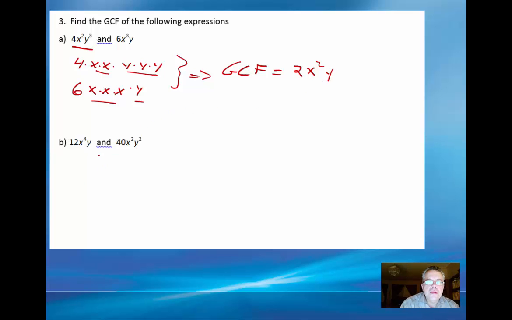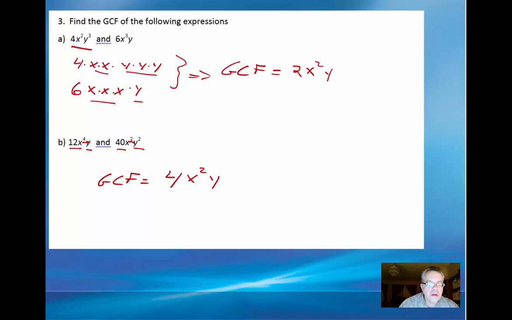All right, this one, 12 and 40. We can make factor tables or do a factor tree, but the greatest common factor of 12 and 40 is 4. So GCF is going to be 4. This has 4 x's, this has 2, so they have 2 factors of x in common. This has 1 factor of y, this has 2 factors of y, so they have 1 in common. Greatest common factor is 4x squared y.